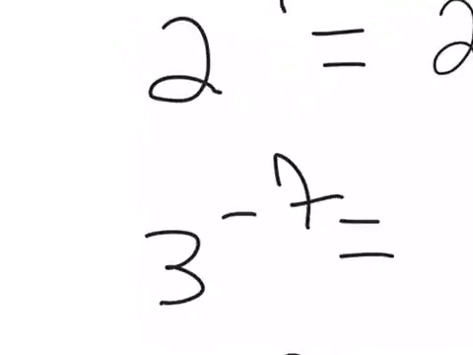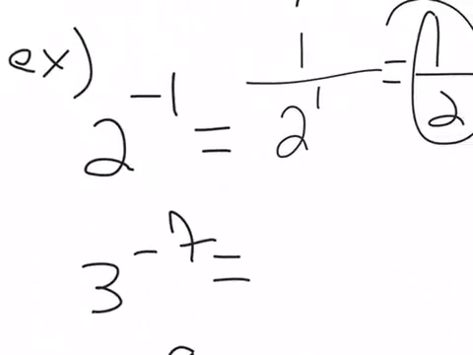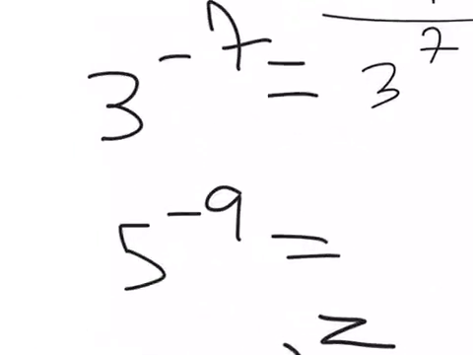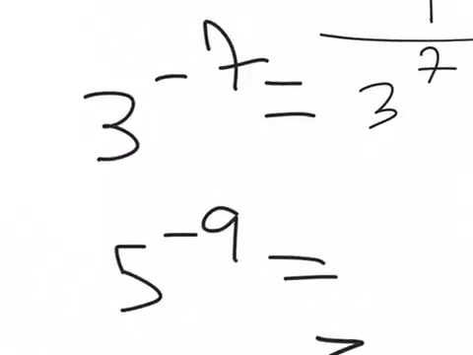Here, I have 3 to the negative 7, which is equal to 1 divided by 3 to the positive 7. And there's our answer. And now let's look at our final example. Here, we have 5 to the negative 9.